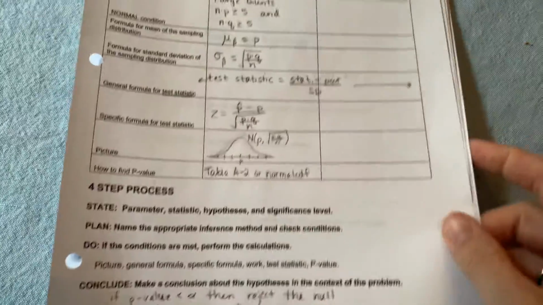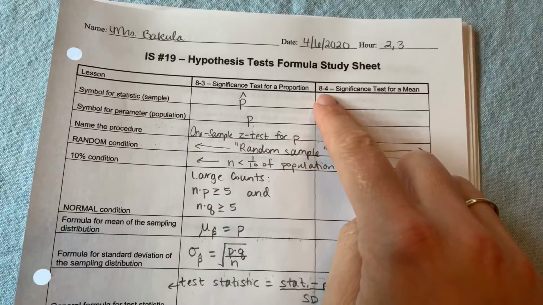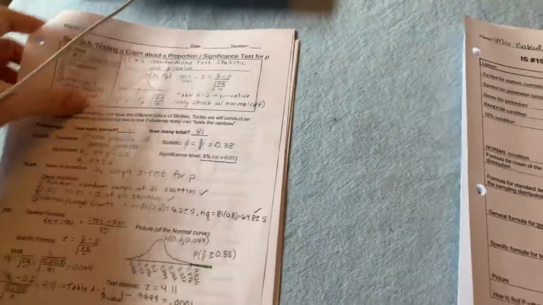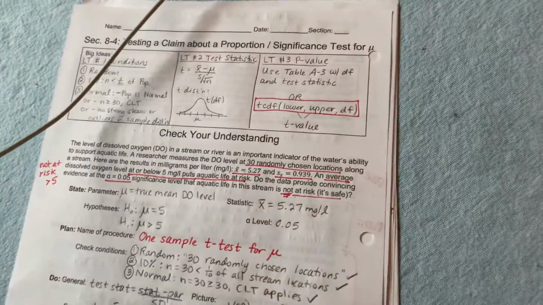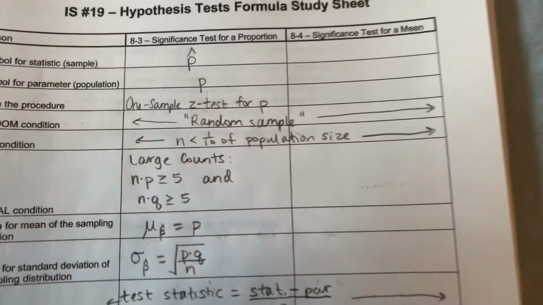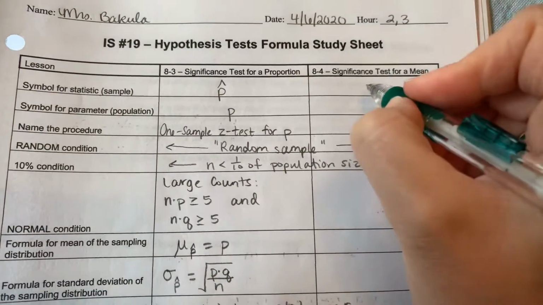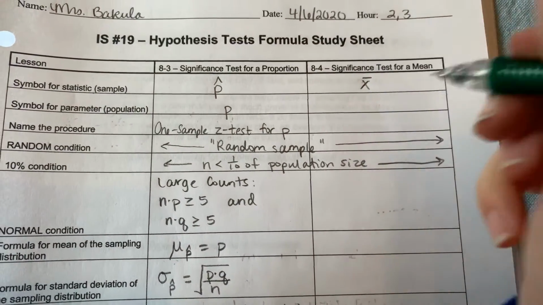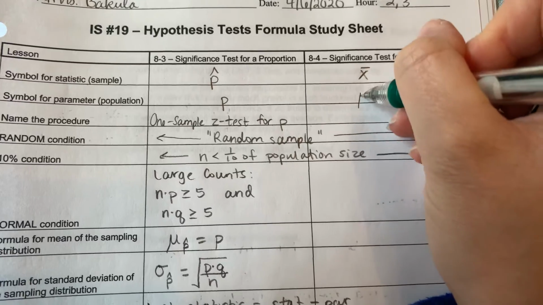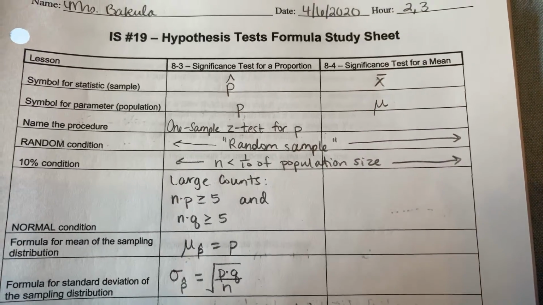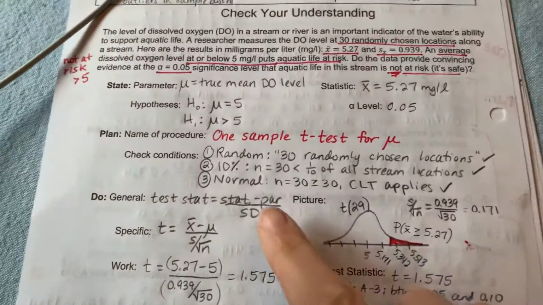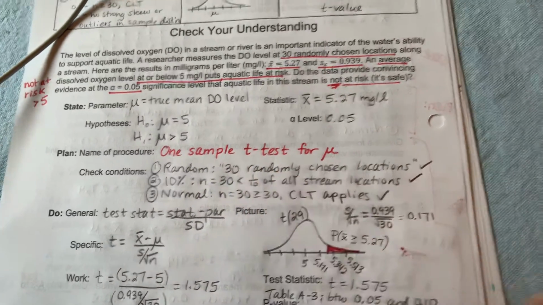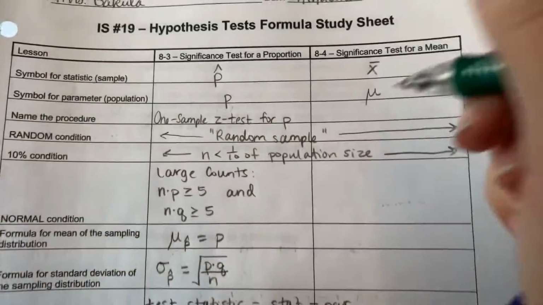Now let's look at testing claims for means. So this is that section 8-4. So I'm gonna come over here to the notes I've got, and again, look at the IS number 17 notes, flipping over to the back and see my big ideas. So first of all, the statistic that I'm using will be the sample mean, x bar. And then the symbol for the parameter that I'm trying to estimate is mu, the population mean. The name of this procedure, see if I come over and look at my 4-step process, it's a one sample t-test for mu.